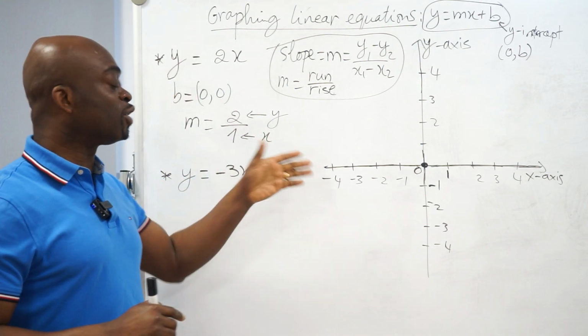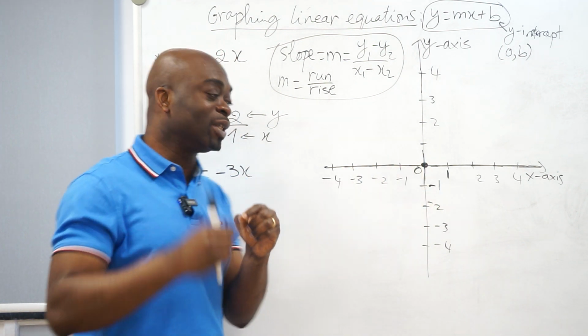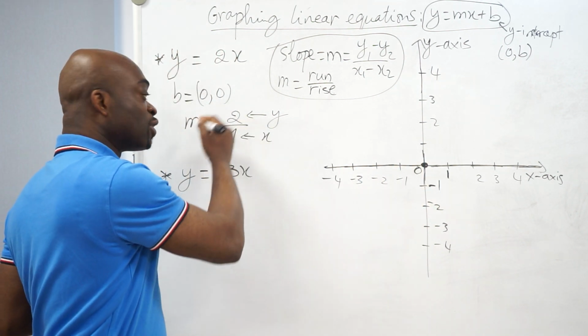So what's going to happen? How do we get to the second point? To get the second point, we have to go from the first point and use the slope. So that means what?